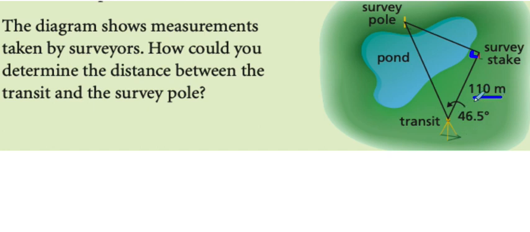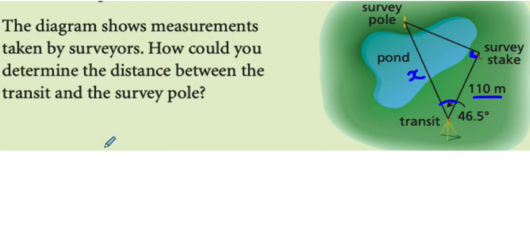We're given this side, we're given this angle, and we're being asked to find the distance between the transit and the survey pole. Survey pole is up here, transit's down here. We're looking for this side. So we can call it X, we can call it whatever we want. But now we have to solve it.